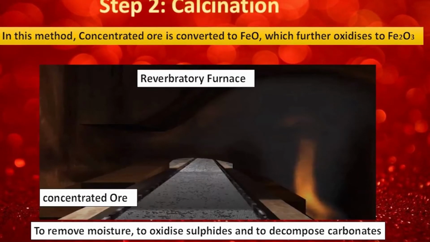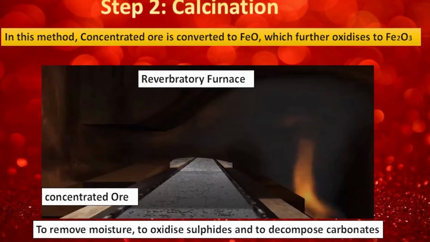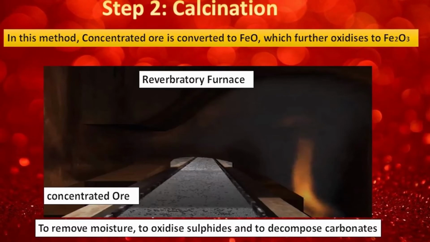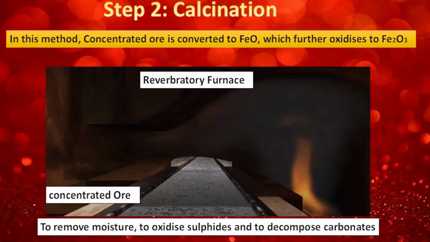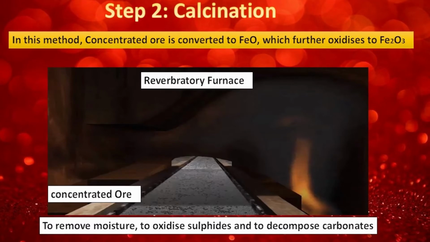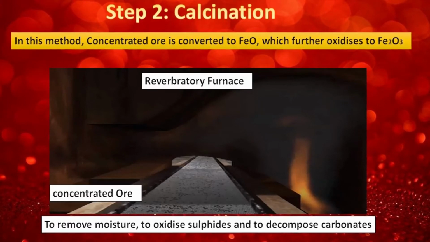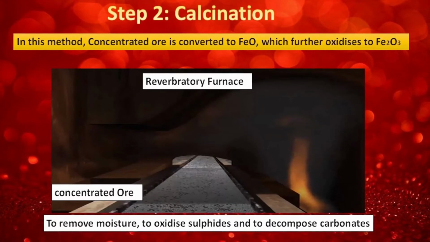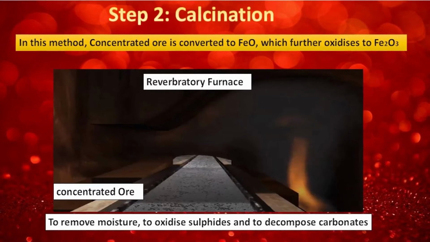The ore is heated strongly in a limited supply of oxygen in a reverberatory furnace. On calcination, moisture content in the concentrated ore can be removed, as well as impurities such as carbon and sulfur are converted to their volatile oxides, that is carbon dioxide and sulfur dioxide, where those two gases will escape. In addition, ferrous oxide present in the ore will get oxidized to ferric oxide.